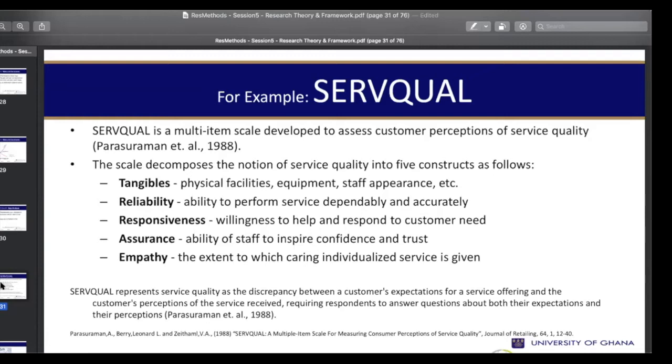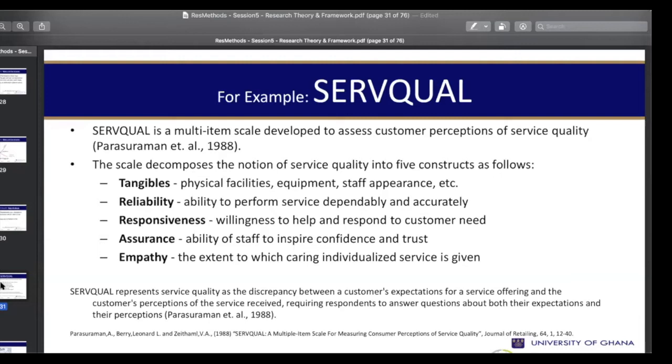Now, the service quality model talks about the fact that it represents the discrepancy between a customer's expectation of a service offering and a customer's perception of what is received. So you answer questions based on a scale, and these questions are in dimensions on tangibility of the service, reliability of the service, responsiveness of the service, assurance of the service, and empathy of the service.